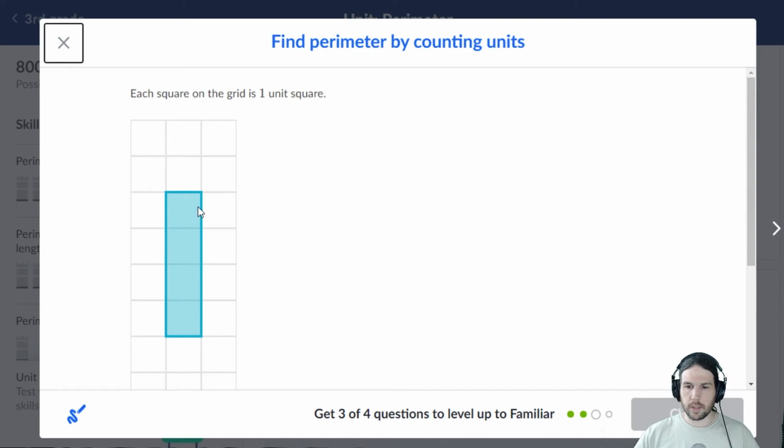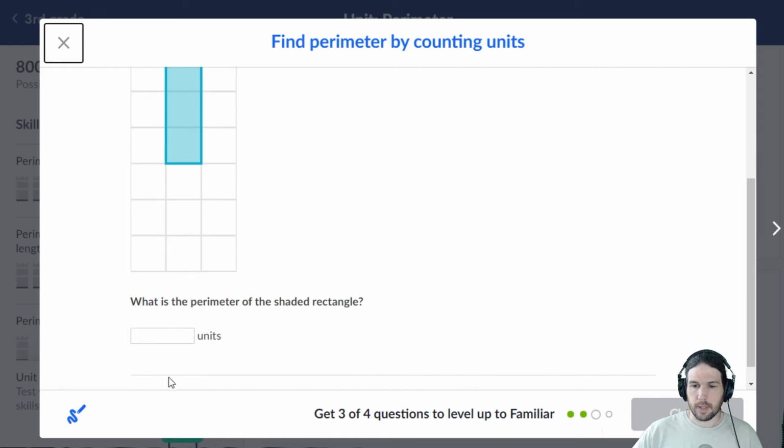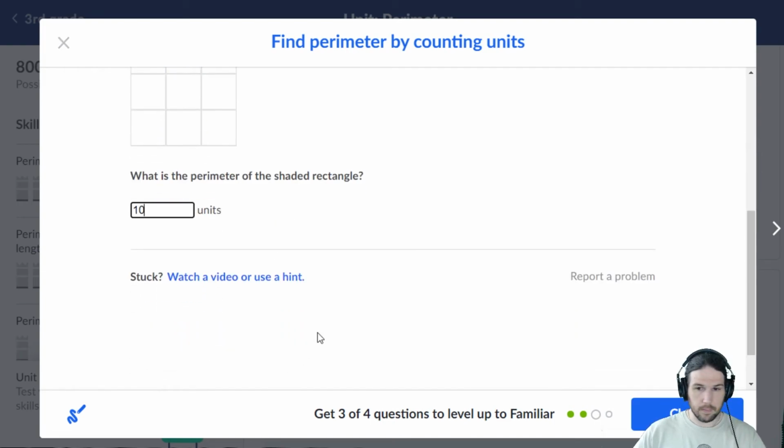Again, 1, 2, 3, 4, 5 times 2 is 10. Did you see what I did there? Just take a moment, pause the video if you want. What I said was 1, 2, 3, 4, 5 times 2 is 10. I'm finding shortcuts in my counting and my addition, just like I did when we were doing addition. I believe the perimeter is 10.